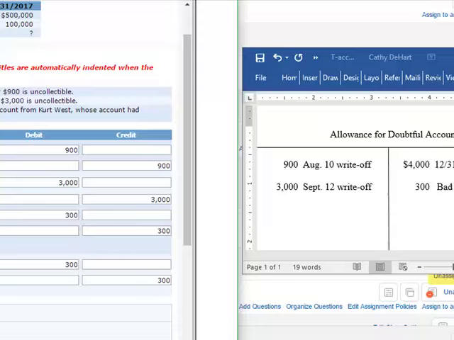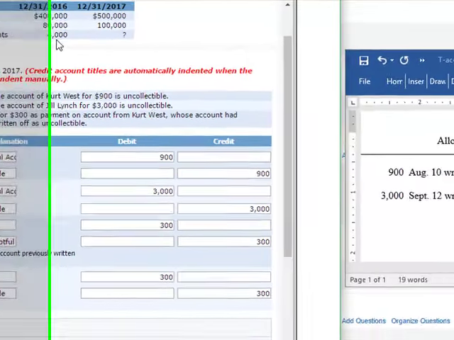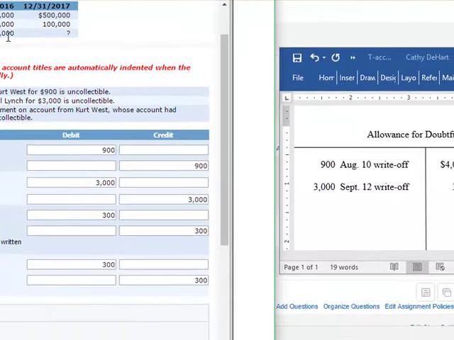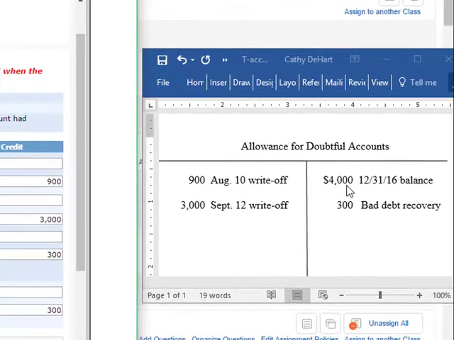We're actually given that amount over here in this 12/31/2016 column. It tells us that the balance in the allowance account was $4,000. It doesn't say that it's a credit balance, but we can go ahead and assume that, because since the allowance account is a contra asset account, it's normally going to have a credit balance. So I've gone ahead and written that credit balance over here on the credit side.